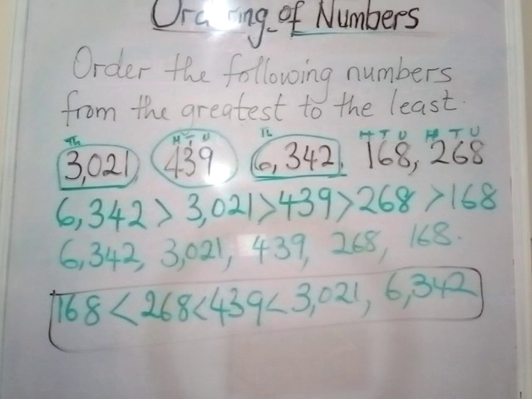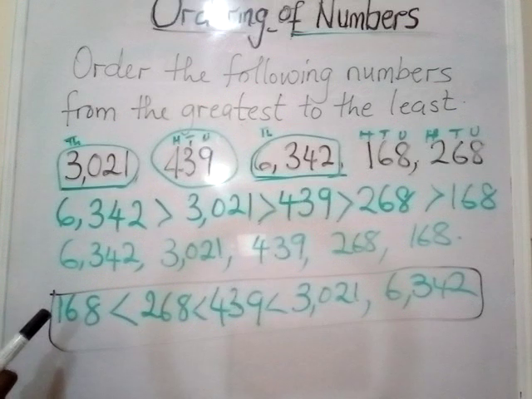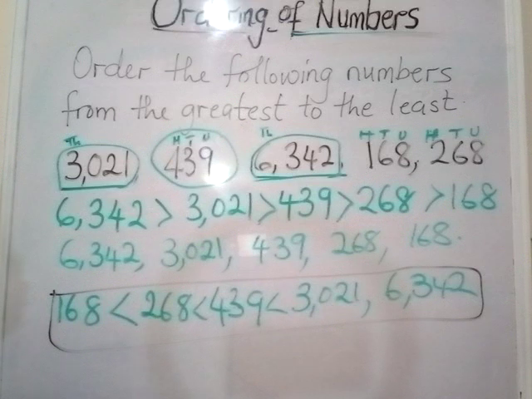It's acceptable. Instead of using the greater than symbol or sign, you can use a comma to separate the numbers and show the order in which they progress, whether they're increasing or decreasing. I hope it is clear.